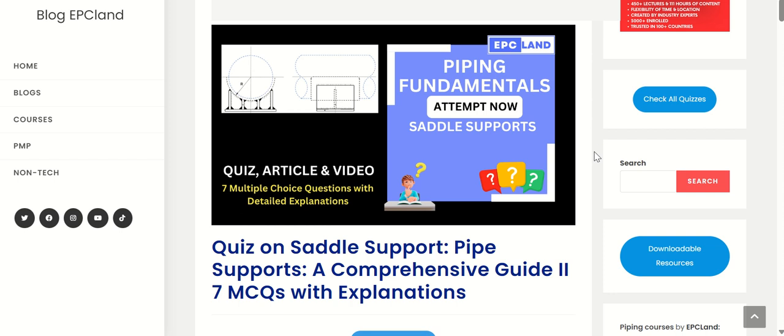Saddle supports. These are again very important pipe supports which you will find generally in piping systems. So in this section we are going to talk about saddle supports.